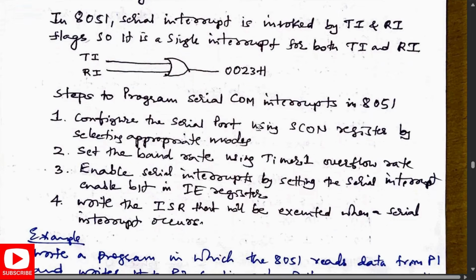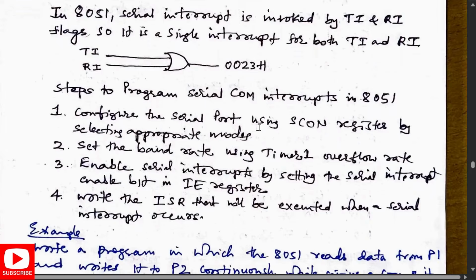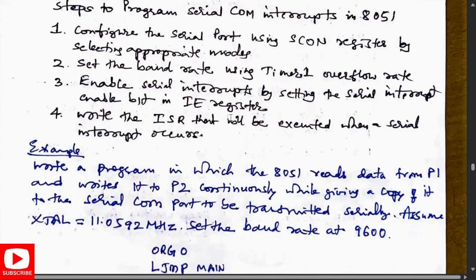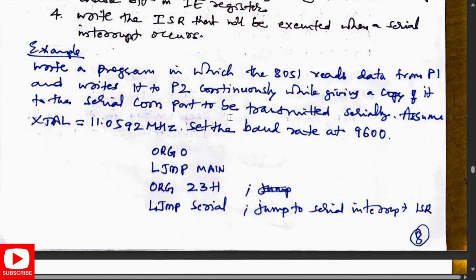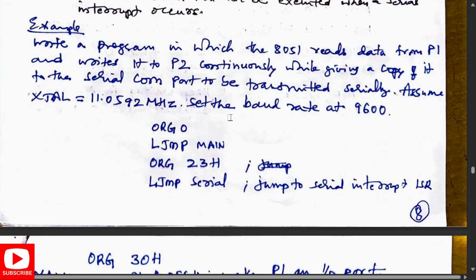Then enable the serial interrupt by setting the serial interrupt enable bit in the IE register, with the ISR that will be executed when an interrupt occurs. So you have to write a program in which the 8051 reads data from P1 and writes it to P2, while giving a copy of it to the serial communication port to be transmitted serially. Assume that XTAL is 11.0592 MHz.